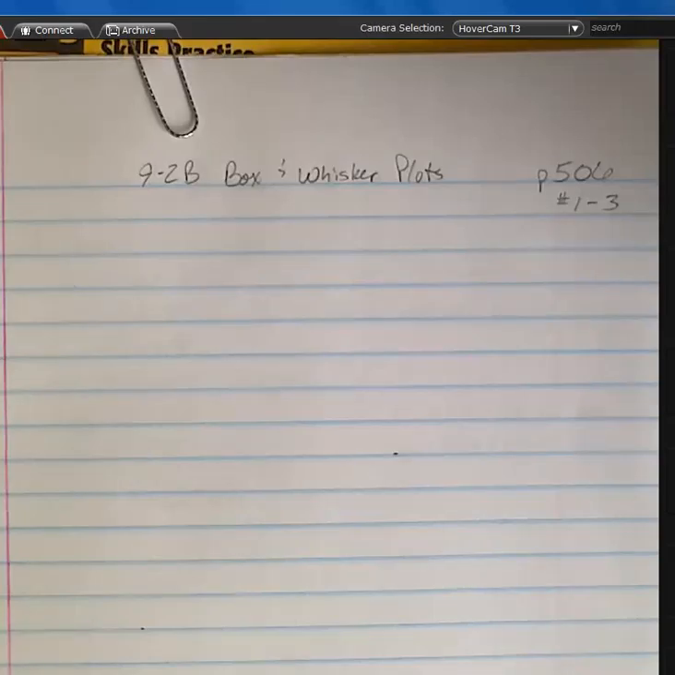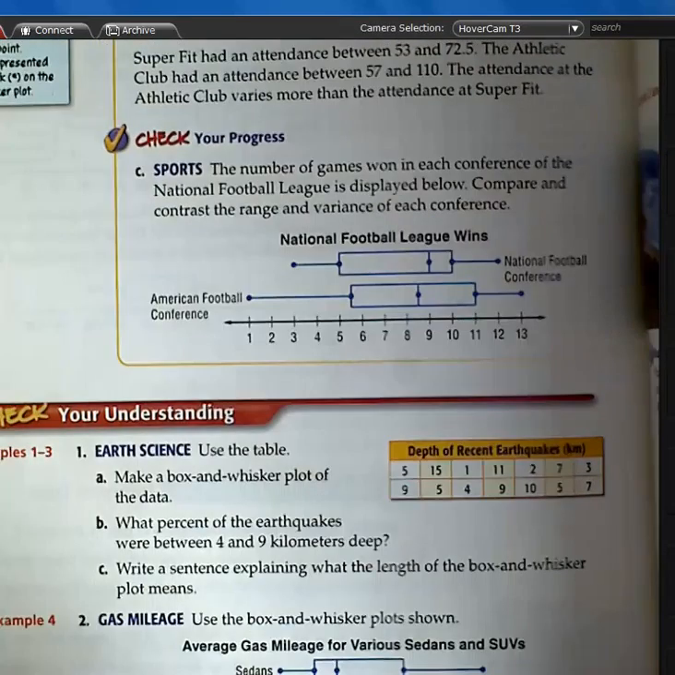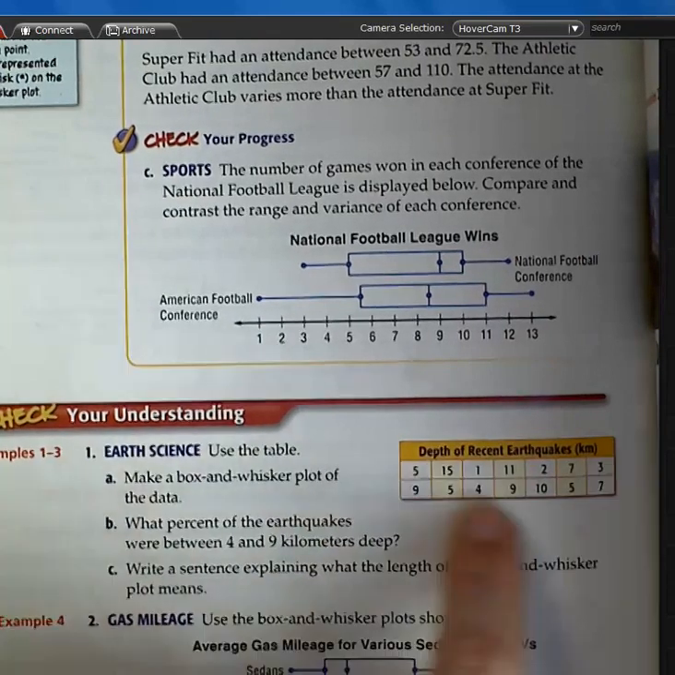We're looking at page 506, number 103. Number 1, 2, and 3. The first thing we're going to do is make a box and whisker plot of this data.